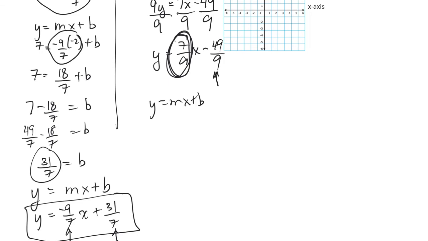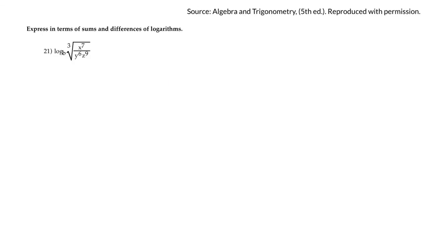All right, the last question deals with logarithms. And you want to use the laws of logarithms to simplify this. There are lots of different ways to do it. Probably what I would do is change that radical to a fractional exponent. So I'm going to leave x^7 over x^6 z^9, and rather than being a cube root there, I'm raising it to 1/3.